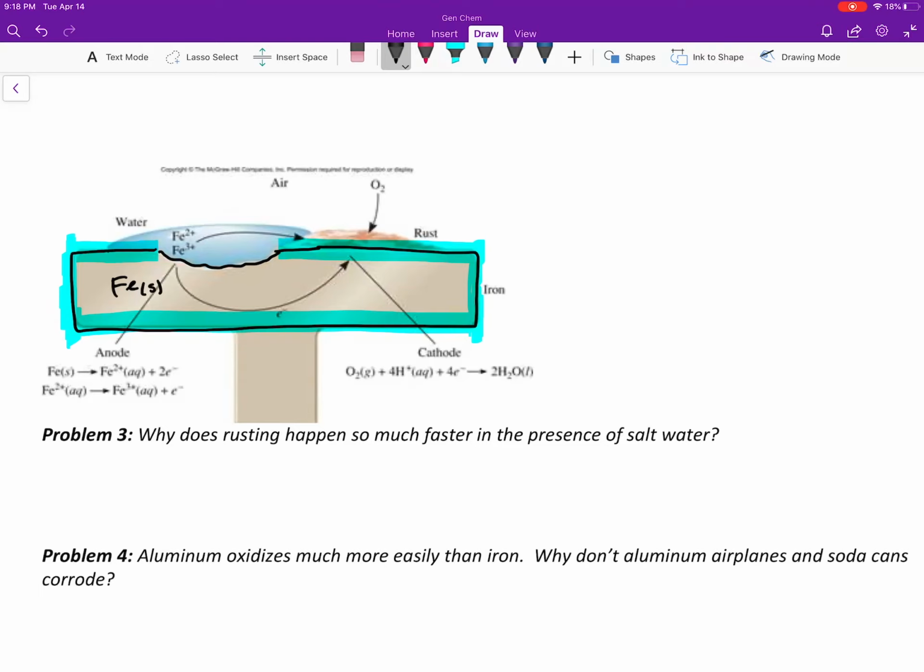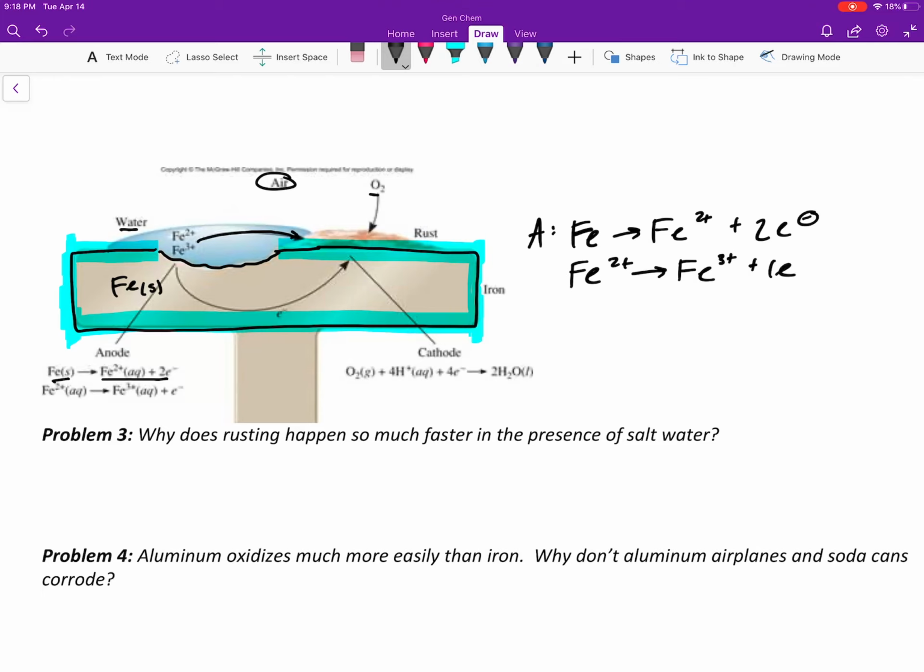Okay, so say you take a chip out of your paint, you have your iron solid right here. You have oxygen, you have water, both of which are components in the air. And then you have this reaction right here. The anode reaction is going to be iron solid going to iron 2 plus, which loses 2 electrons. So let's write this out here: iron solid goes to iron 2 plus plus 2 electrons. Then there's going to be this other process that occurs, which is iron 2 plus further oxidizes into iron 3 plus.